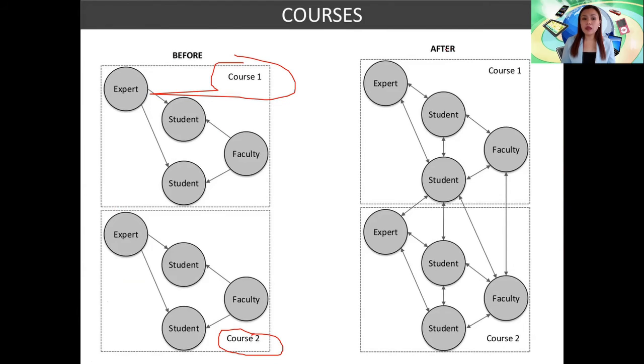But then when you are looking at the after, you can see the relationship between your course 1 and course 2. So we're still talking here about the same people: the expert, the students, and the faculty. But the difference between the before and after when it comes to the courses is the connection, or the relationship, between course 1 and course 2. And also the flow here is in one direction, but here it's vice versa, not a passive flow.